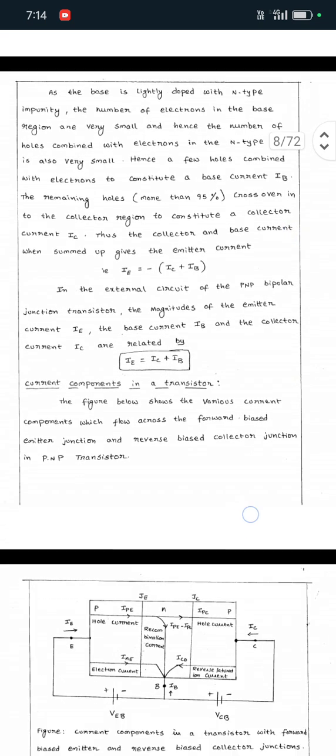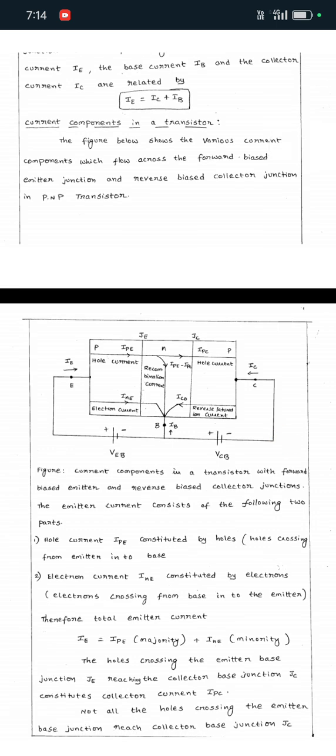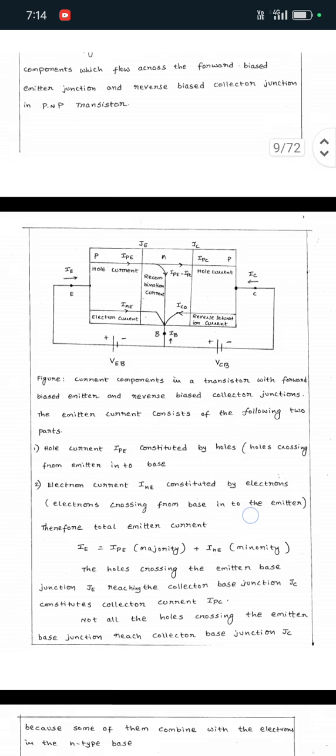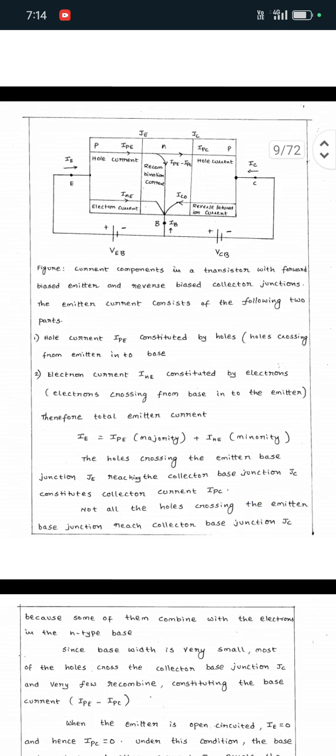The current components in the transistor are shown in the figure below. Okay, so there are hole current, reverse saturation current, electron current, and the reverse bias current. First, what is meant by hole current? Hole current consists of holes crossing from the emitter to the base. These are the current components in the transistor with forward bias on the emitter and reverse bias on the collector.